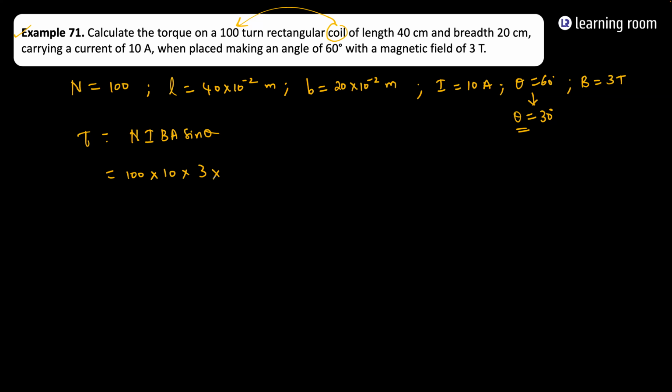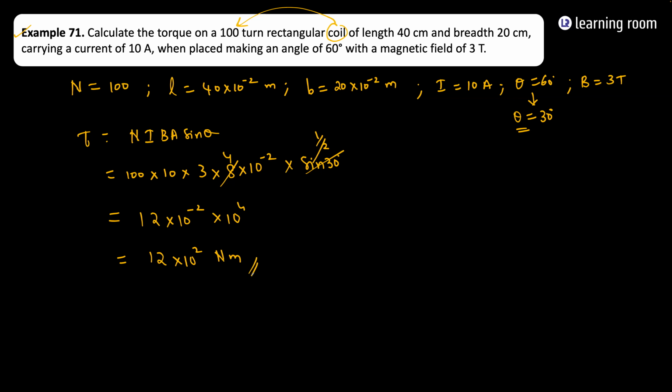800 into 10 power minus 4, which is 8 into 10 power minus 2. So 8 into 10 power minus 2 into sine of, how much should I take? Sine of 30 degrees. Sine 30 is going to be half. So half will cancel this 8, 4 times, 4 into 3 is 12. So you'll get 12 into 10 power minus 2 into 10 power 4. Answer will be 12 into 10 power 2 Newton meter, or 1200 Newton meter.